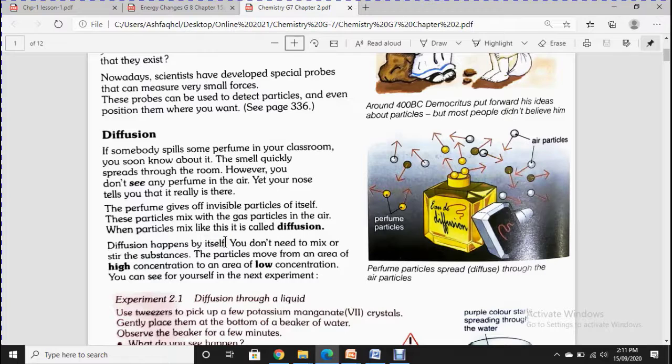Diffusion happens by itself. No force is needed for diffusion. You don't need to mix or stir the substances. The particles move from an area of high concentration to an area of low concentration. Like this perfume in front of you, when you open its lid, the particles of perfume will mix with the particles of air and start to move everywhere in the room.